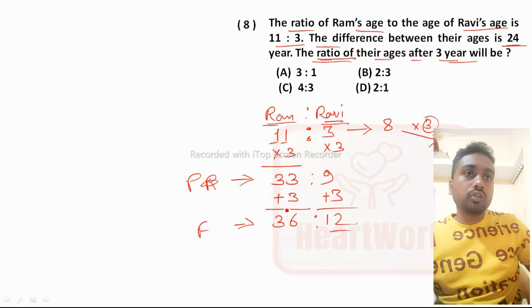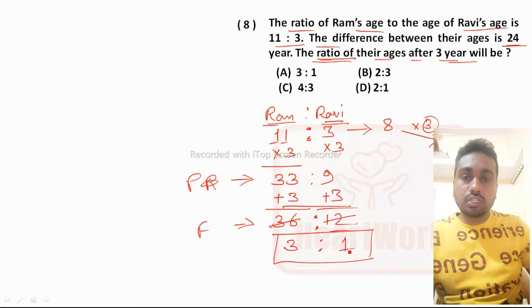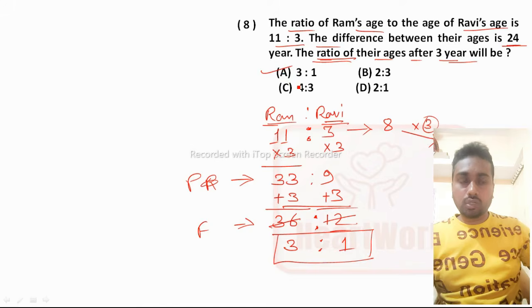For the ratio, 36 to 12, you have to make it smaller. How will you make it smaller? You have to divide these numbers within one table. Like in the 12 table, 12 1 is 12 and 12 3 is 36. So the ratio will be 3:1. Option A is the right answer. Likewise, you have to solve the question.